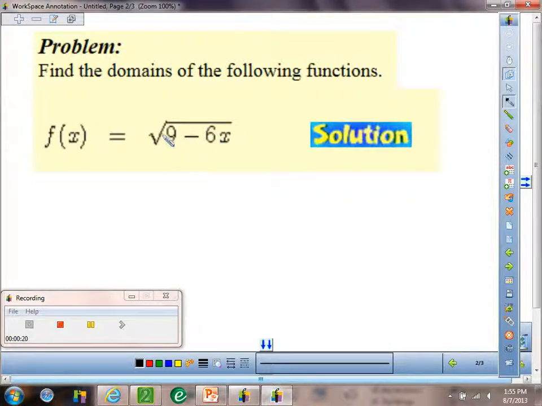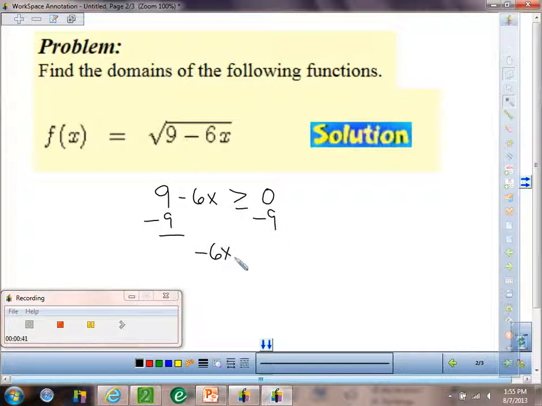Well, with this, we can't have a negative number underneath a radical. So what we'll do here is say 9 minus 6x has to be greater than, now in this case it could be equal to 0. It can be 0, but it just can't be less than 0. Okay, and so then we'll solve this. So we'd say minus 9 from both sides. So we get negative 6x is greater than or equal to negative 9.